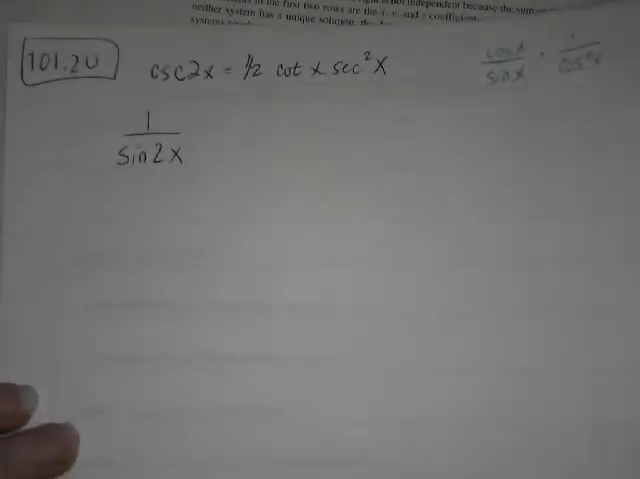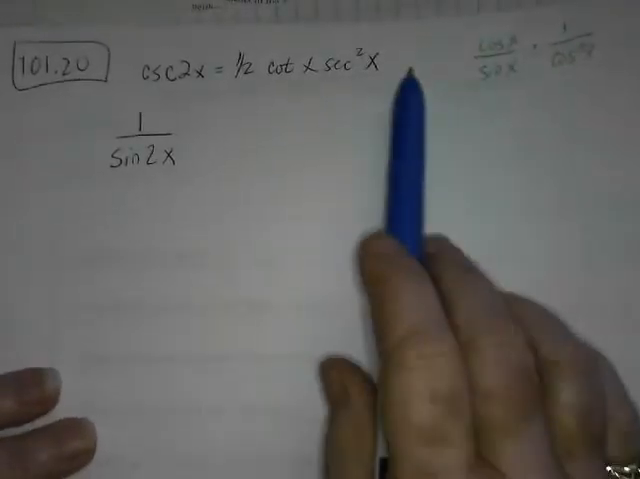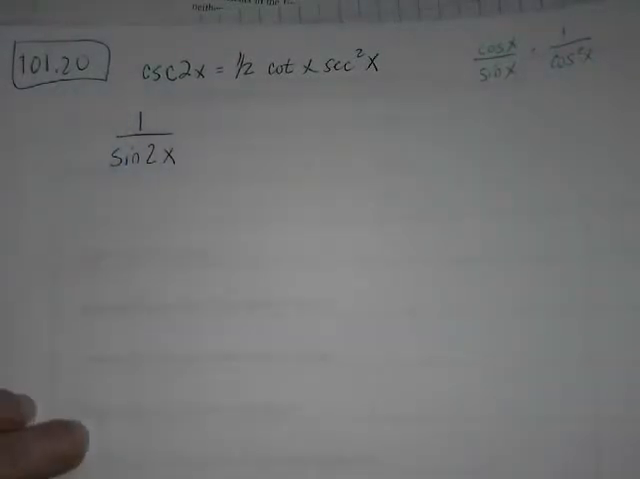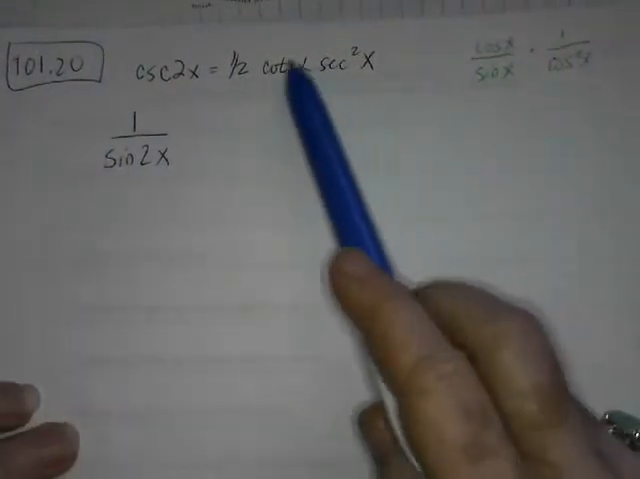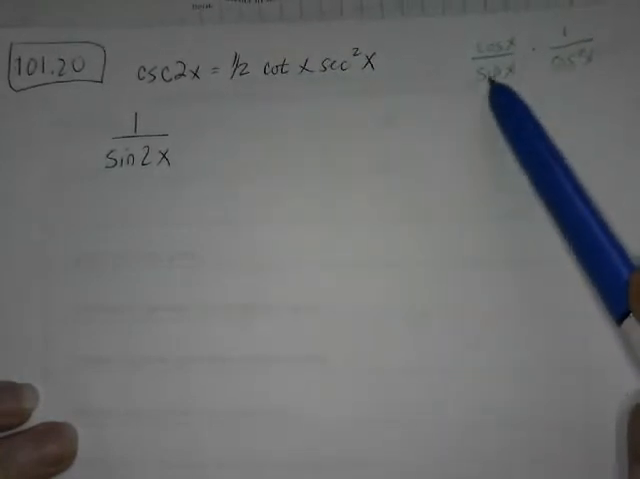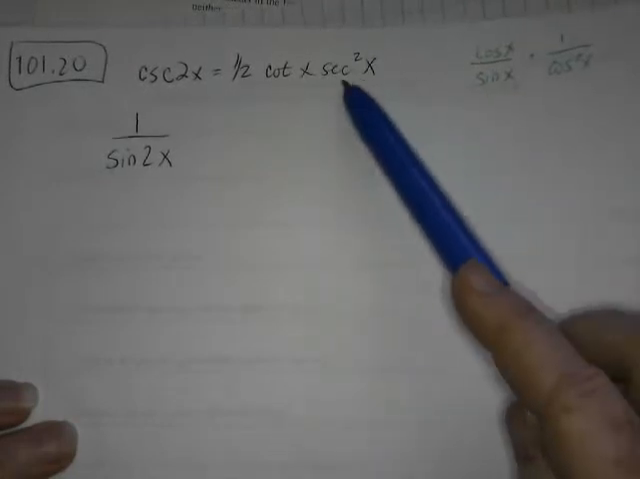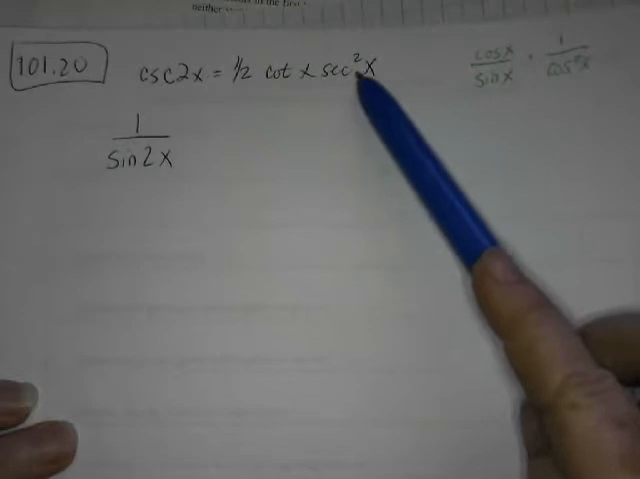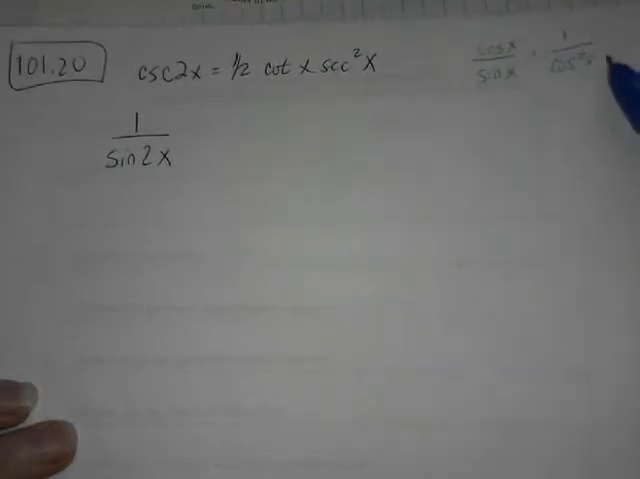This is lesson 101, number 20. It's one of those show problems. So usually I look at the right hand side just to untangle it a little bit so that I'll recognize it when I start messing around with the left hand side. So I started untangling it a little bit and I rewrote cotangent as cosine over sine. And then I remembered secant and cosine are reciprocals.